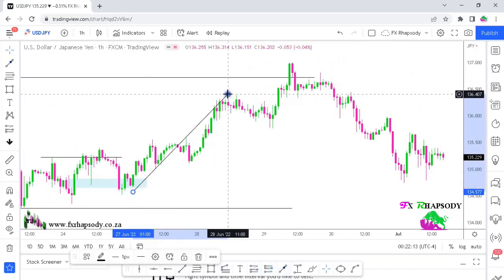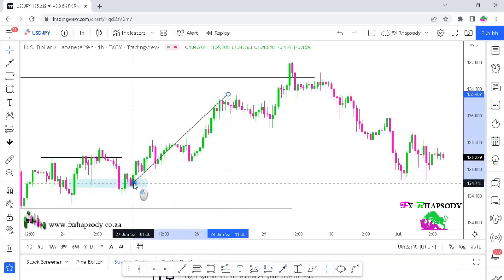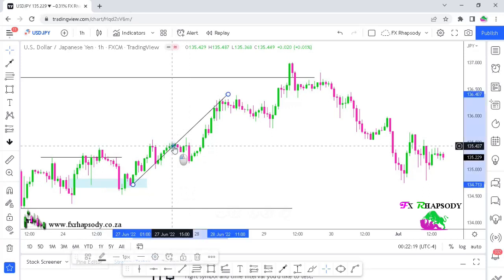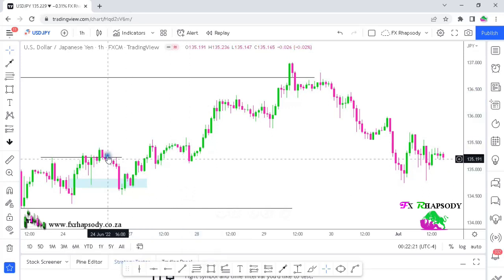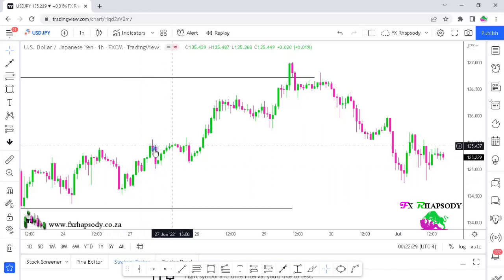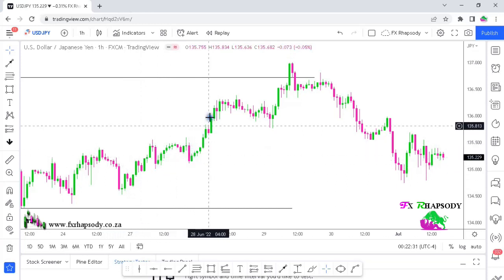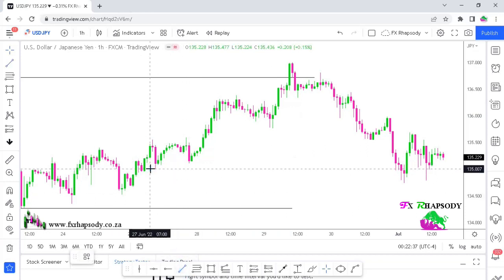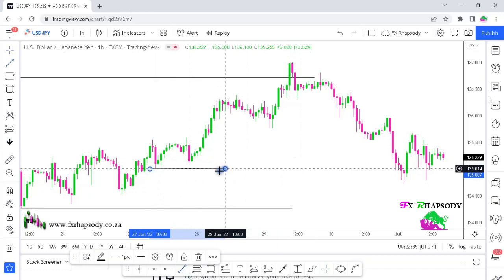Okay, after that gap, price ran up. I'm going to take this out so we don't get too confused with all the lines. And then it started creating higher highs, higher lows, higher highs, higher lows. Meaning there's lots of liquidity that was still intact in certain areas in the market. So we had all this liquidity.